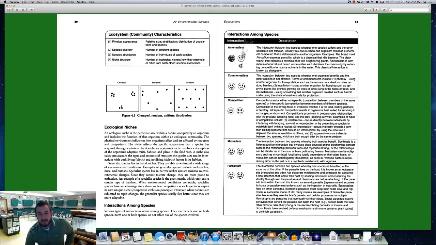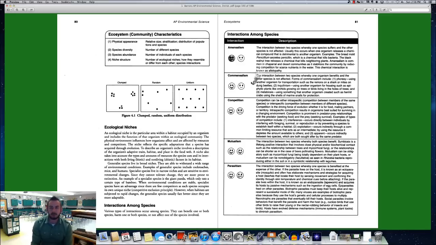Another one that you're probably familiar with is commensalism. This is an interaction where one species benefits, which is the happy face, and the other one is unaffected. A couple of different types are the remora on a shark or mites on a dung beetle. This is called phoresy, which is a type of relationship that basically just allows using another organism for transport. So the remora sticks to the shark, using it to move about, and that would be a type of phoresy, which is just using the organism for transport.